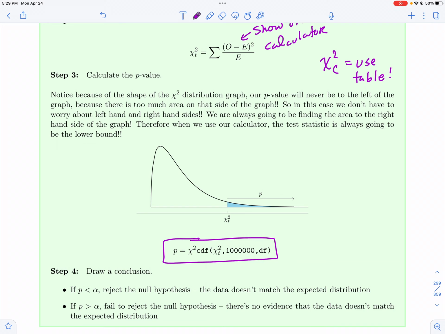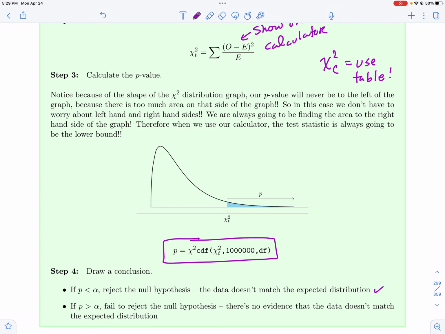And then lastly, drawing a conclusion. If p is less than alpha, then we're going to reject the null hypothesis, just like we have before. So this means that the data does not match the expected distribution. Or if p is greater than alpha, we fail to reject the null hypothesis, and there's no evidence that the data doesn't match the expected distribution. So again, remember, it doesn't necessarily say it is true and that it matches. We just don't have sufficient evidence to prove that's true.